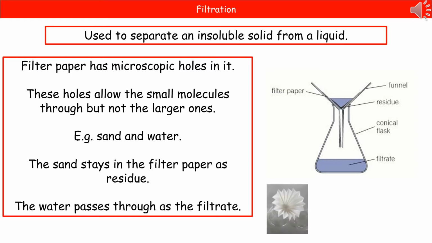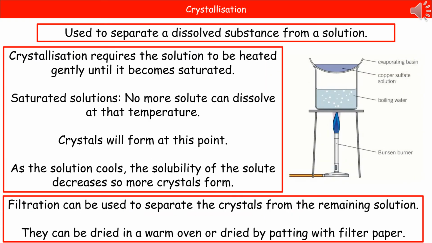Our second process is crystallisation, which is used to separate a dissolved substance from a solution. So what we need to do here is set up the equipment as on the right there, and we need to heat the solution gently until it becomes saturated. When we're talking about a saturated solution, that's one where no more solute can dissolve at that temperature. So when that happens, crystals will form, and then as the solution cools, the solubility decreases, so more crystals form.